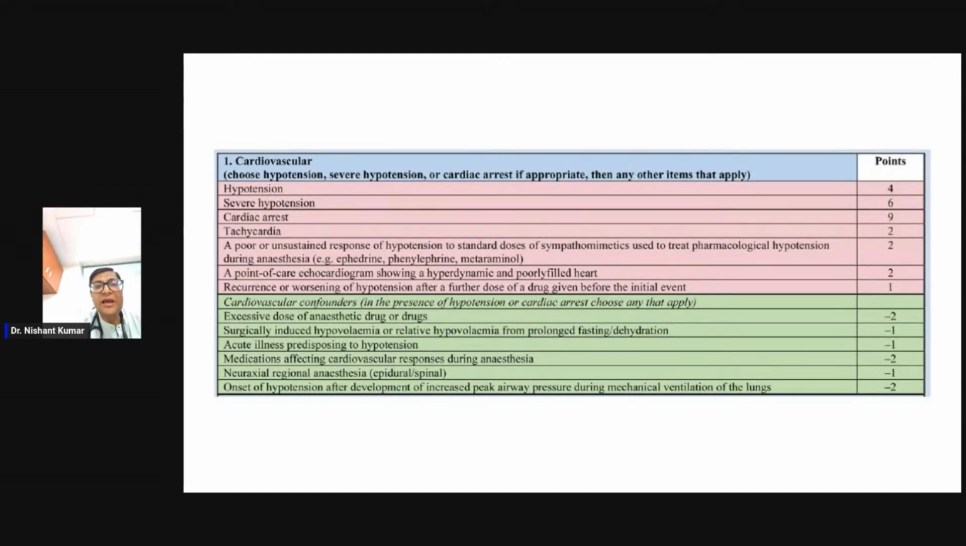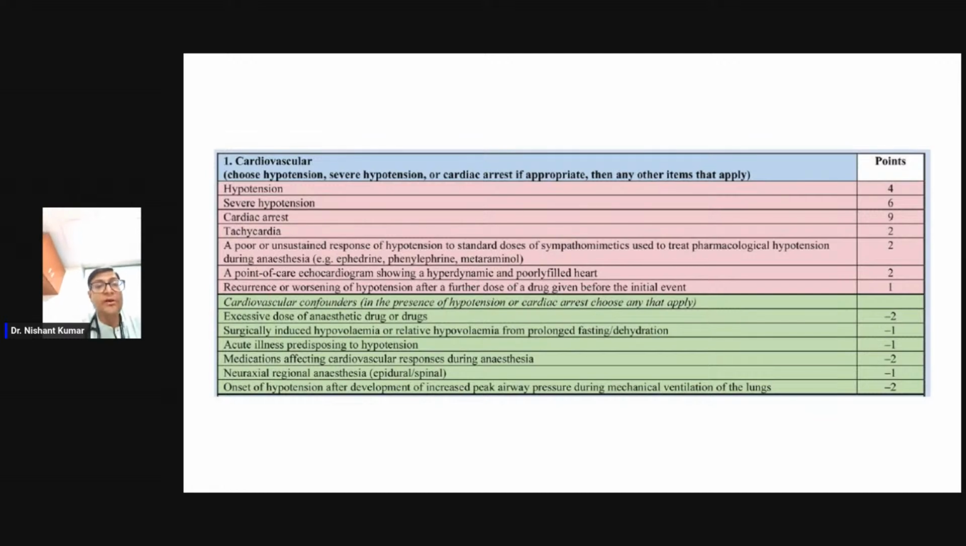So now there's this scoring system which has been used for perioperative anaphylaxis. We look at each system and give points. In the cardiovascular system, we have hypertension, severe hypertension, cardiac arrest, tachycardia, a poor or unsustained response of hypertension to standard doses of sympathomimetics. That can also mean that you have an anaphylactic reaction. A point of care echocardiogram showing a hyperdynamic and poorly filled heart. That is circulatory arrest, basically.